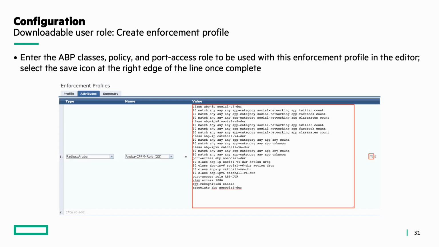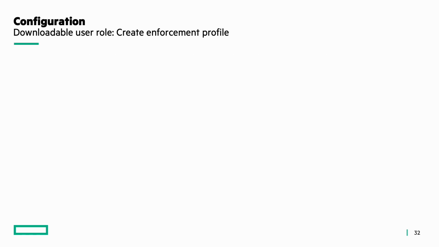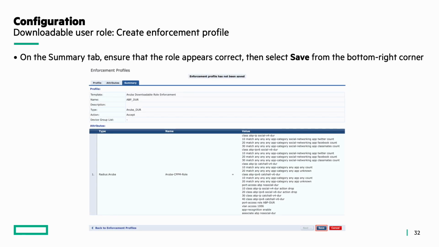Enter the app-based policy classes, policy, and port access role to be used with this enforcement profile. Select the Save icon at the right edge of the line once you're done. Remember that the role ID mapping to the role name entered here must still be done on the local switch. This will be completed in a later step. Under the Summary tab, ensure that the role appears correct as entered, then select Save from the bottom right corner.